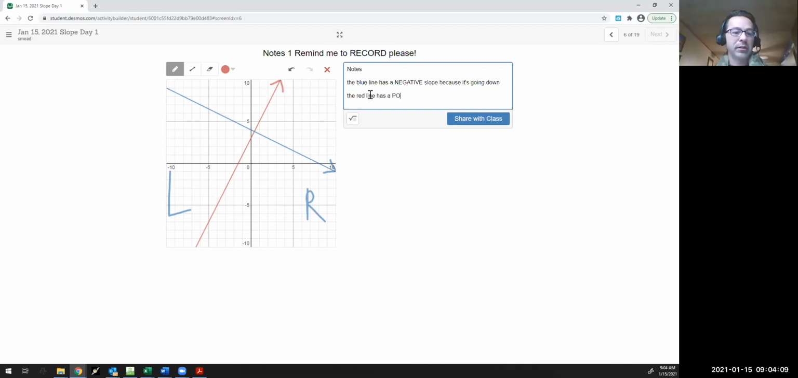A positive slope, because it is going up. Some days I just can't spell. A lot of students get confused with whether lines are going up or down, and they're like, it's doing both. No, it's not. There's only one way to read a sentence. You read it from left to right. You read a word from left to right. You read a graph or a line from left to right.